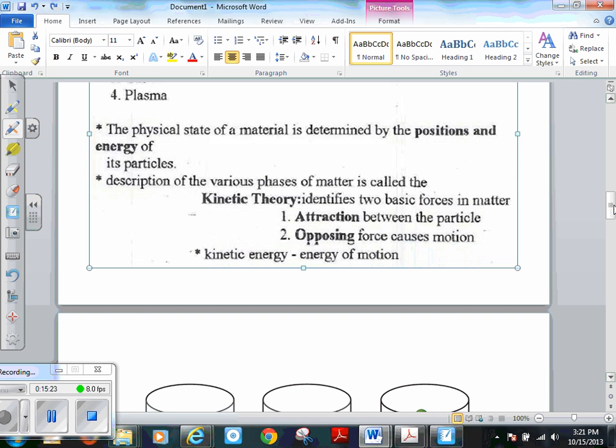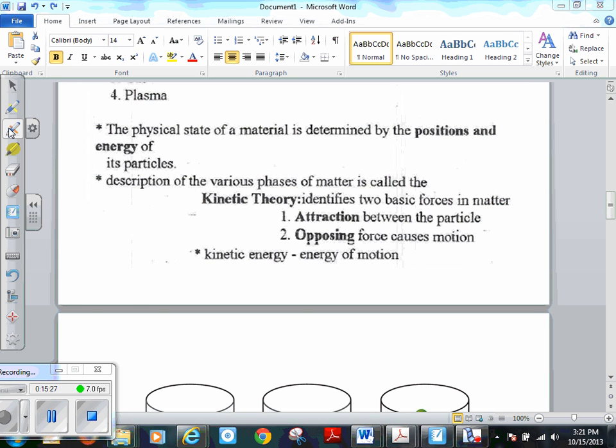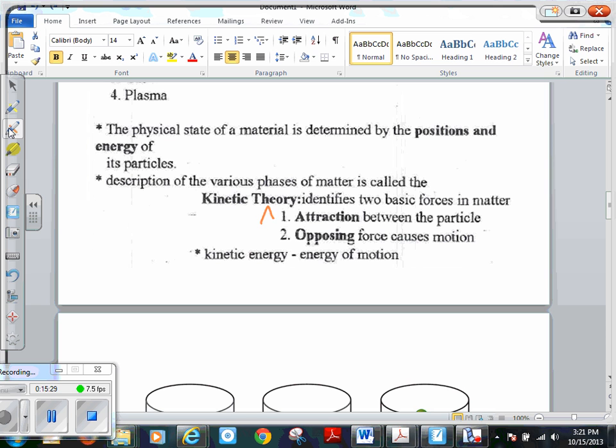And a lot of times they talk about two different kinds of forces when they're talking about kinetic theory. It's an attractive force and an opposing force. So the attractive force, and I don't know if this is the right way to talk about it exactly with forces, but the attractive force would be what's locking it into the crystalline spot. And then the repulsive force would be what's repelling it.